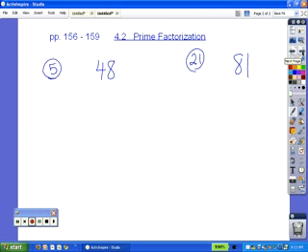For prime factorization, we have to break a number down into a product of its prime factors. What that means is our final answer is going to use only prime numbers that can be multiplied together to get our original number, like in number 5, 48. So we have to think to ourselves, what numbers can we multiply to get 48? There are different sets of factors that you could choose. It doesn't matter which set of factors you start with, you'll end up with the same final answer.